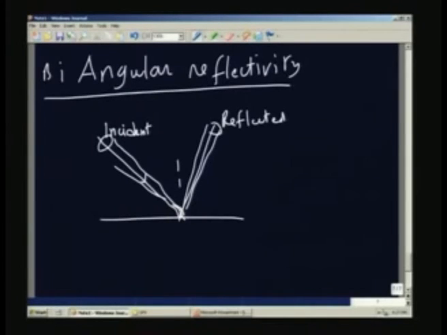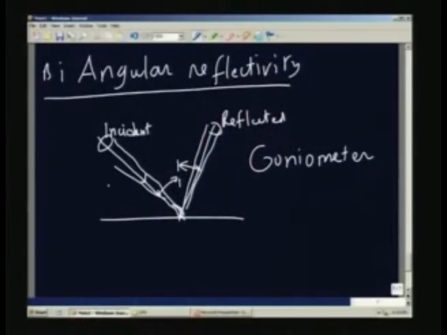So in the case of biangular reflectivity, we require what is called a goniometer, which is an apparatus which allows us to illuminate the surface at any desired angle with respect to the normal, and at the same time look at reflected radiation at any angle to the normal. Of course, the way I have shown it here, the two angles are in the same plane, but they need not be in the same plane. I am talking about the plane of the figure I have written here. It can be coming in one direction and going in any of the 2 pi steradians of the hemisphere.